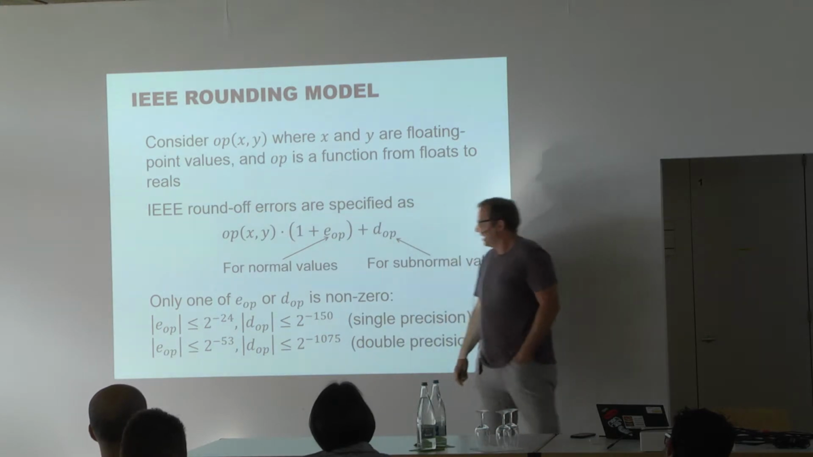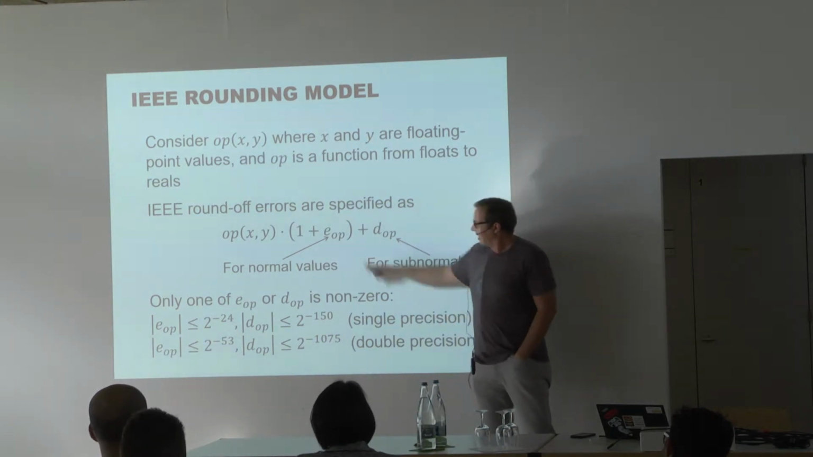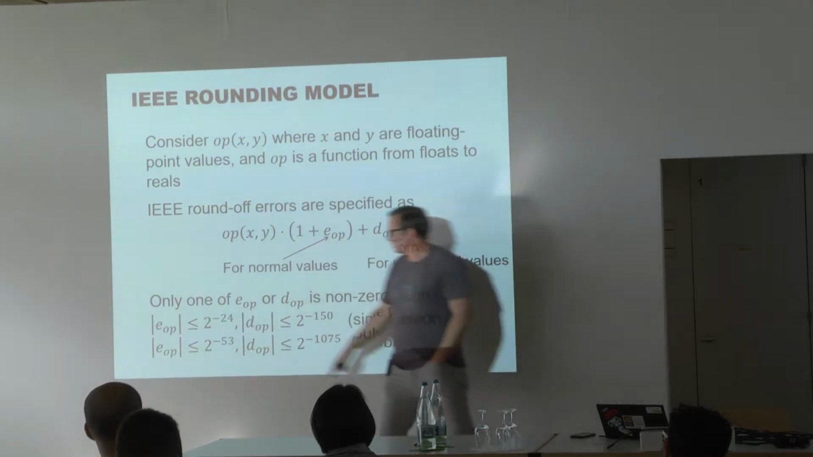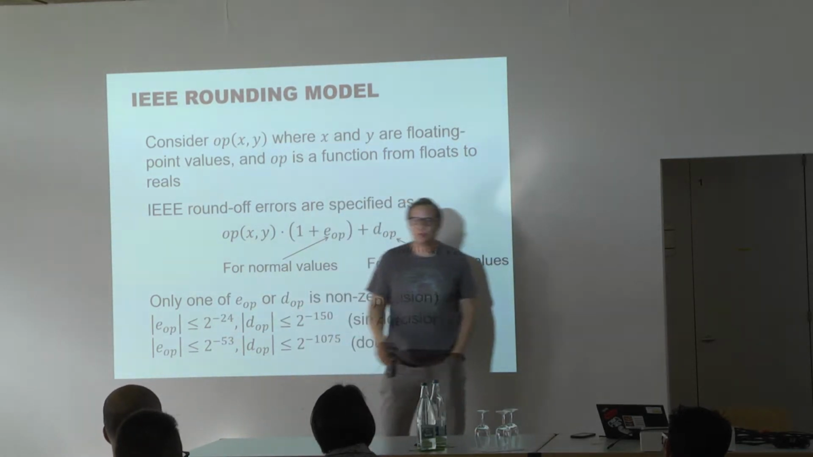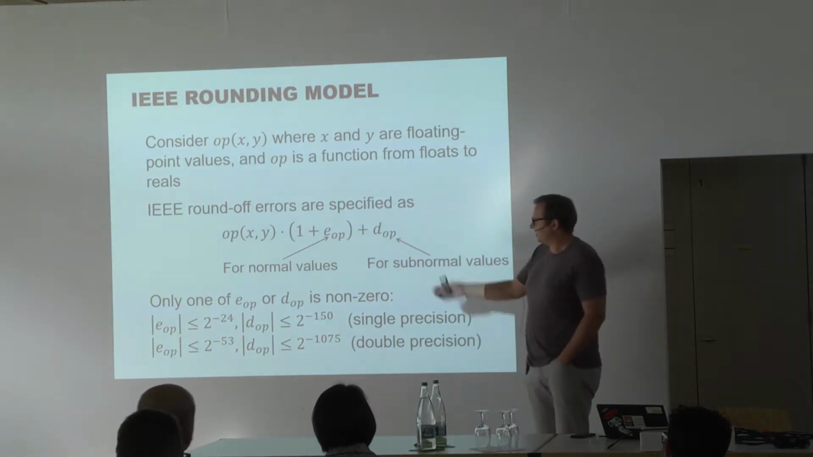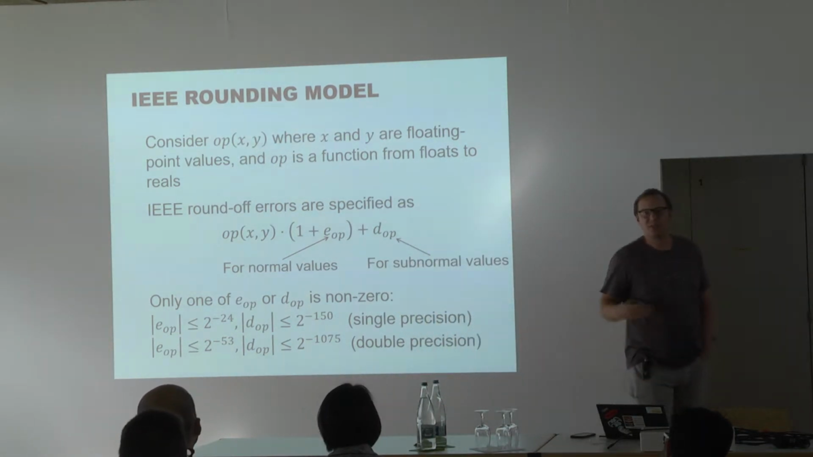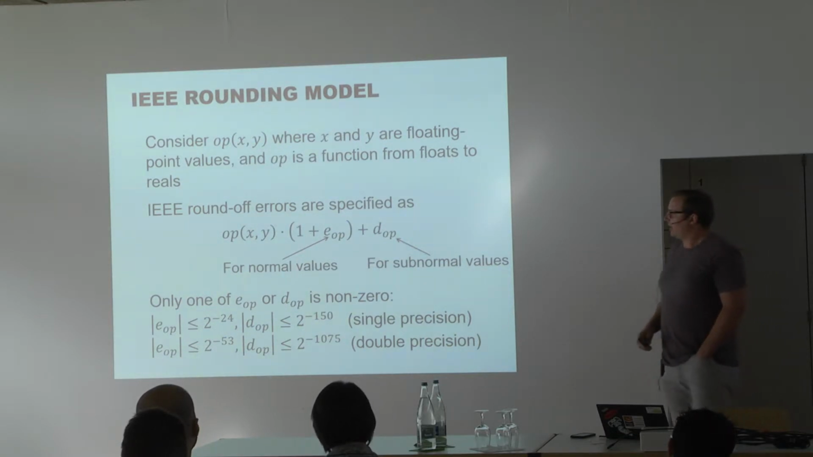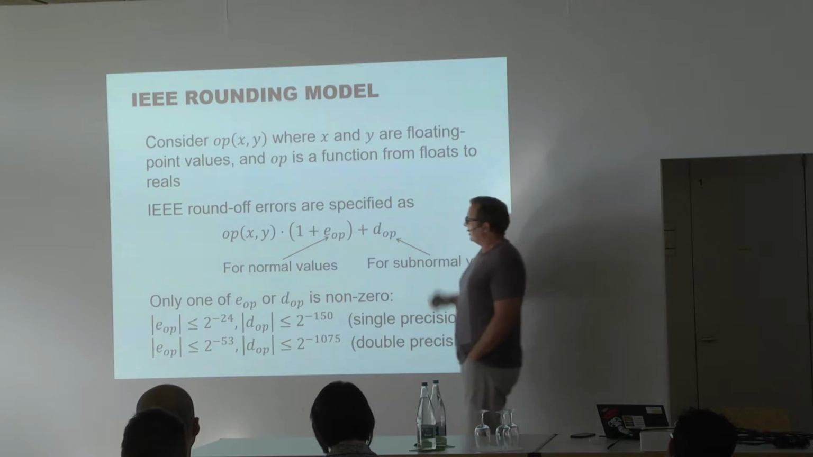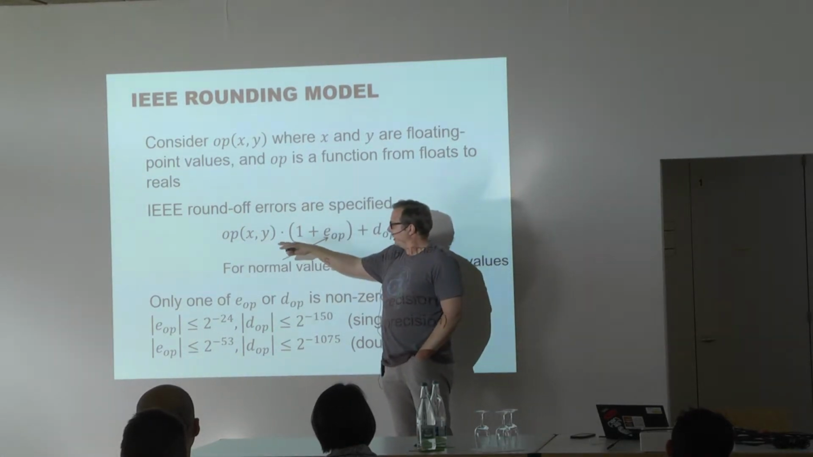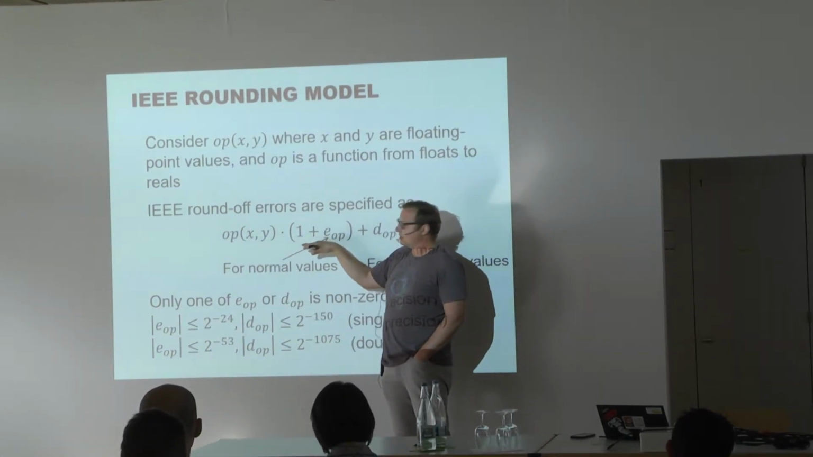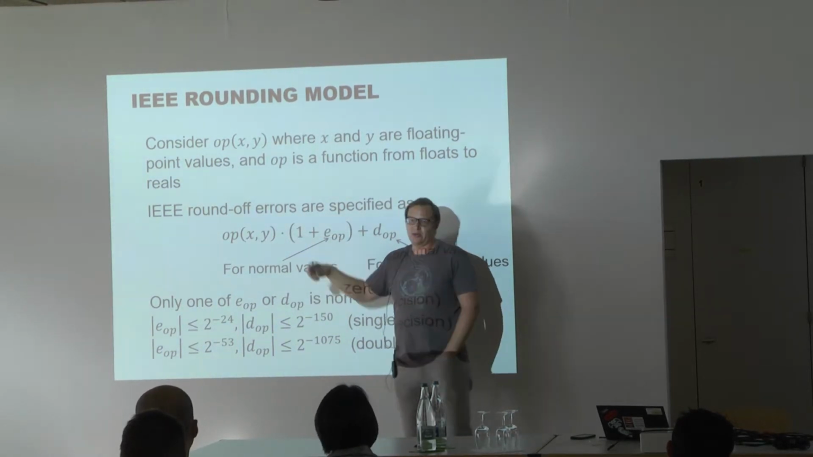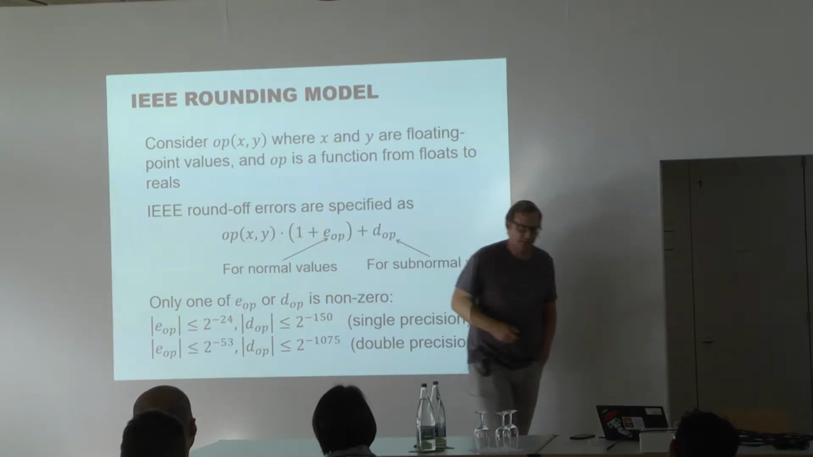And based on the standard, these are bounded by constants. So for single precision, this E can be at most 2 to the power of minus 24. For double precision, 2 to the power of minus 53. So it depends on the number of bits you have in your mantissa. Okay, so you can represent each floating point operation using this, and this is over reals. And this is what introduces the error. This models the floating point error.